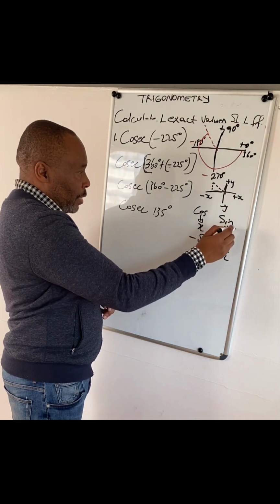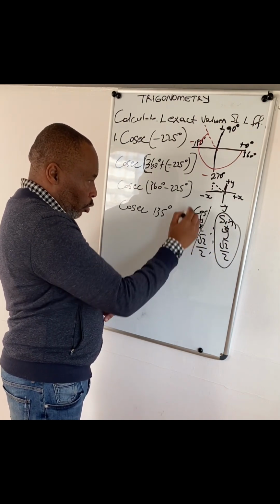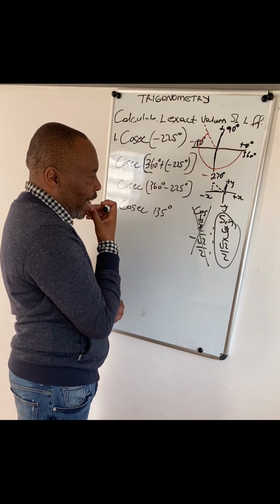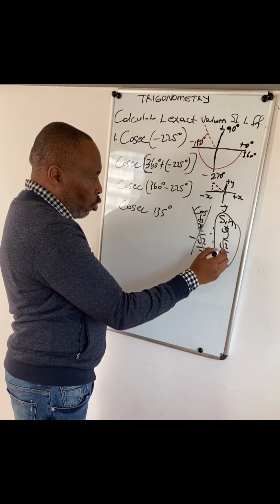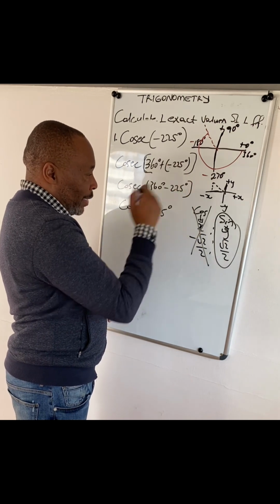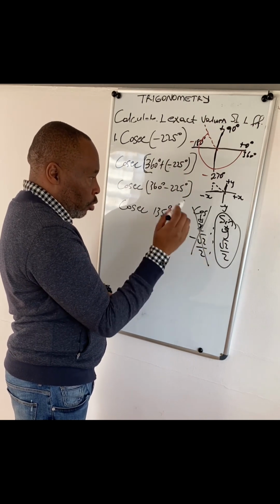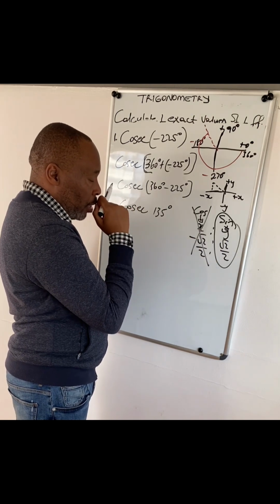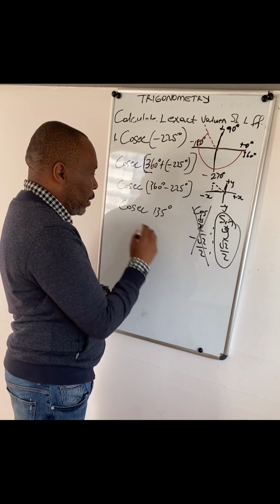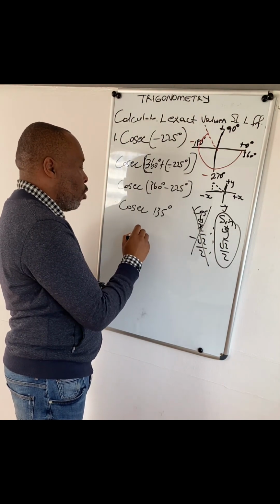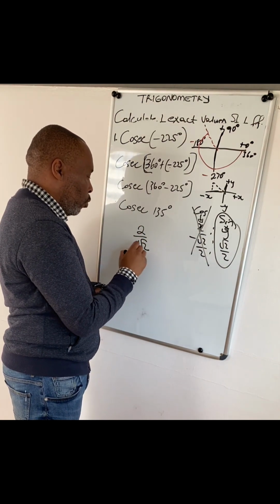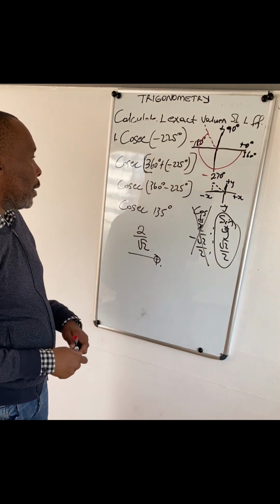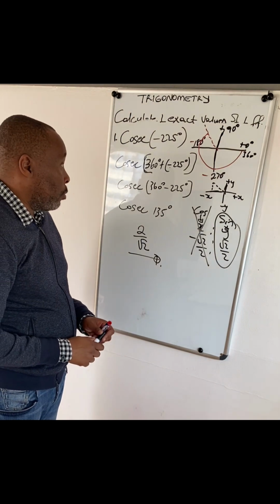So cosec is this part. We don't need this because it's cos. We are looking for the inverse of sine. And if sine is root 2 over 2 at 135 and positive, because sine is positive in the second quadrant, therefore the inverse of this, which is cosec at 135, would be 2 over root 2. This is the answer. This is the way to go about it.